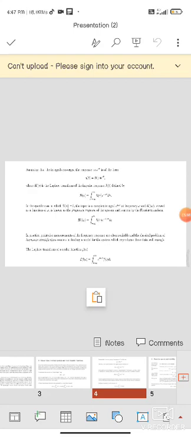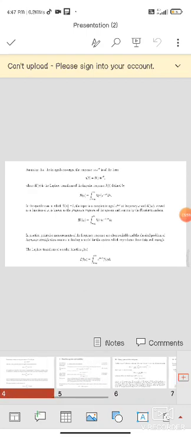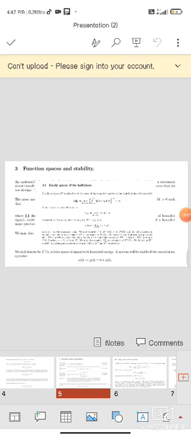The Laplace transform of a scalar function f of t, L of f of s, equals the integral from minus infinity to infinity of e to the power minus st f of t dt. And the third one: function spaces and stability.